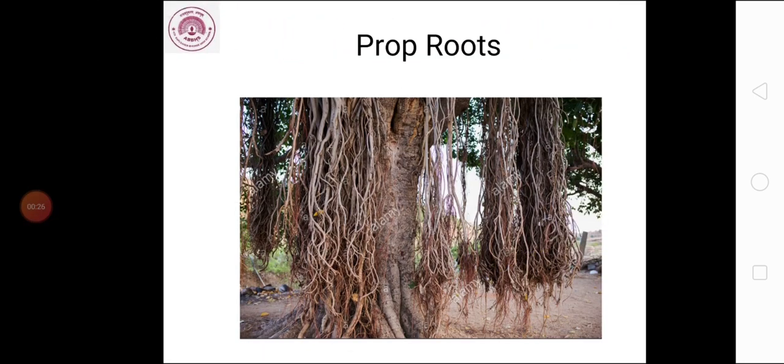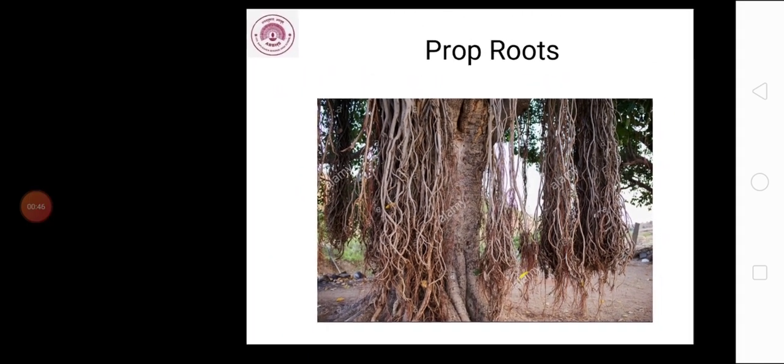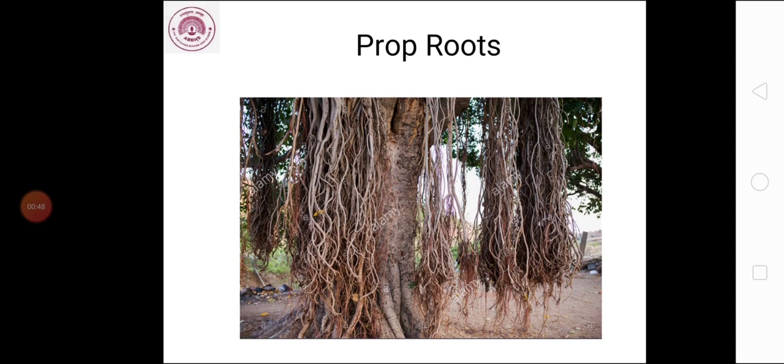Now come to page number 11 of your textbook. Refer, do you know? What can you see? Have you seen such type of roots? These are the roots grown from the trunk and branches of the banyan tree towards the soil. These roots are called prop roots. They provide additional support to the tree.